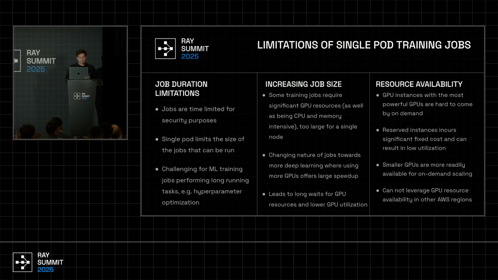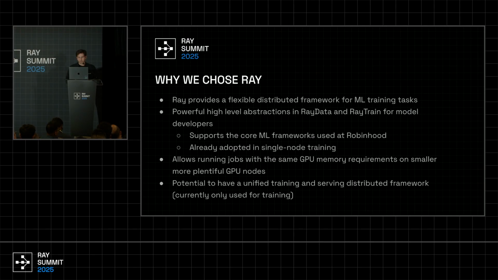We also have a constraint on which regions we can go to access the GPUs. So we can't necessarily go out to another region to find availability for these larger instances. So we need to think of how we can do these on smaller instance types.